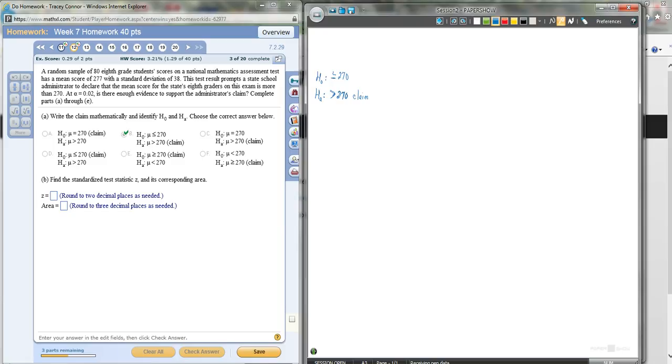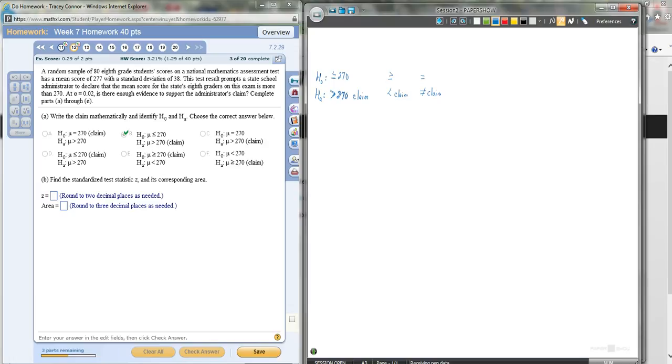If the claim was less than, then H naught would be greater than or equal to. If the claim was different, then H naught would just be equal to. So those are the only three scenarios that you can have.